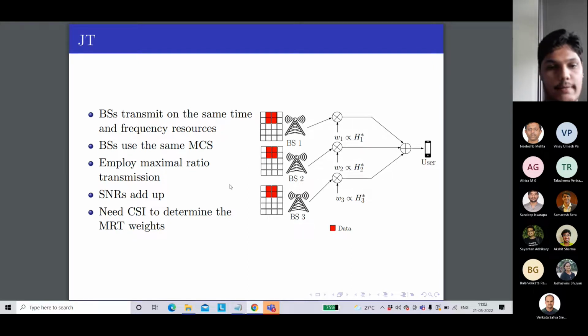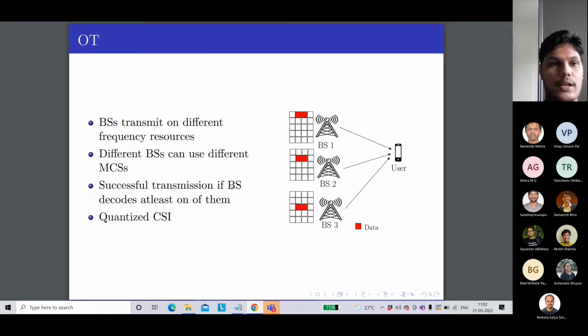So we need channel state information from the user to the base station. Now let's see about orthogonal transmission. In orthogonal transmission, the base stations transmit on different frequency resources and different base stations can use different MCSs. The successful transmission happens if the base station decodes at least one of them. Here the CSI that is fed back from the user to the base station is quantized.